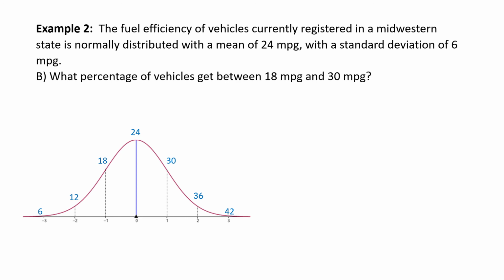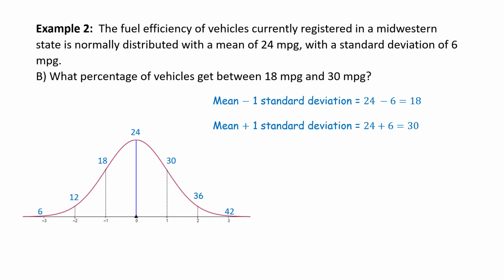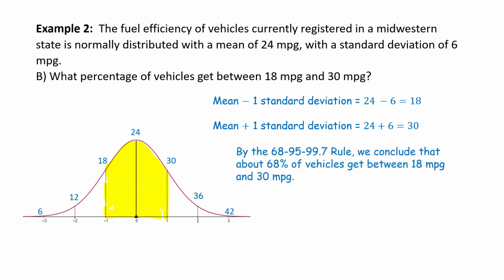Mean minus 1 standard deviation would be 24, that's the mean, minus 6, that's 18. And let's go to above the mean. So mean plus 1 standard deviation would be 24 plus 6, which is 30. Let's shade the region between one standard deviation of the mean. That takes us between 18 to 30. By the 68, 95, 99.7 rule, we conclude that about 68% of vehicles get between 18 miles per gallon and 30 miles per gallon.